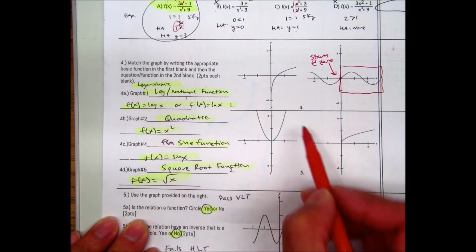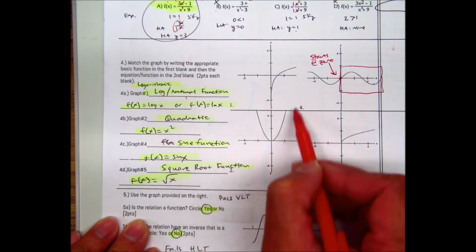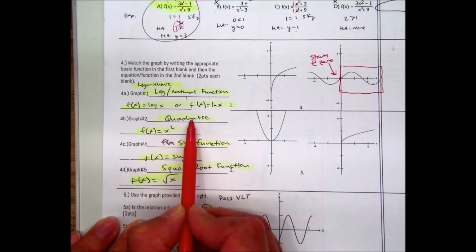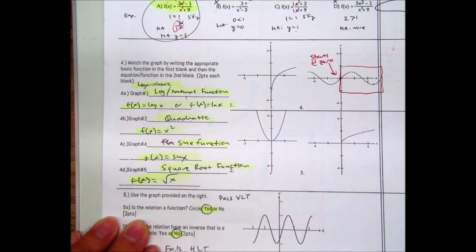Question 4b, graph number 2. If you look here, I have the U, the parabola, that is a quadratic, and the quadratic is f of x equals x squared.